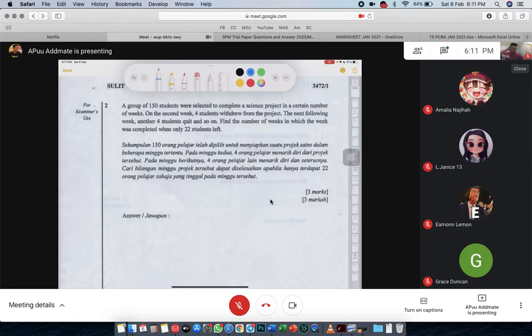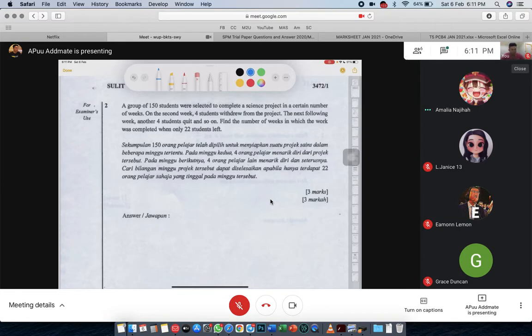Question number 2. A group of 150 students were selected to complete a science project in a certain number of weeks. On the second week, 4 students withdrew from the project. The following week, another 4 students quit, and so on. Find the number of weeks in which the work was completed when only 22 students were left.